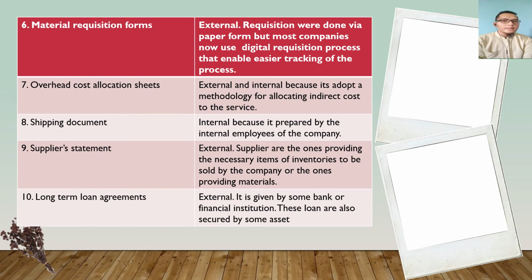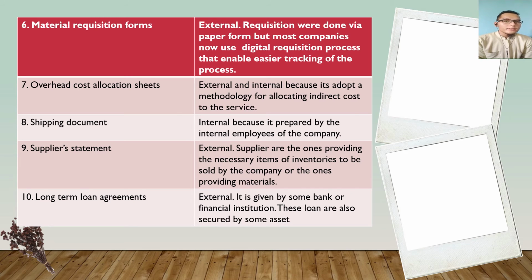The seventh one is overhead cost allocation sheet, which is both external and internal because it adopts a methodology for allocating indirect costs to the services. The eighth one is shipping document, which is internal because it is prepared by the internal employees of the company.